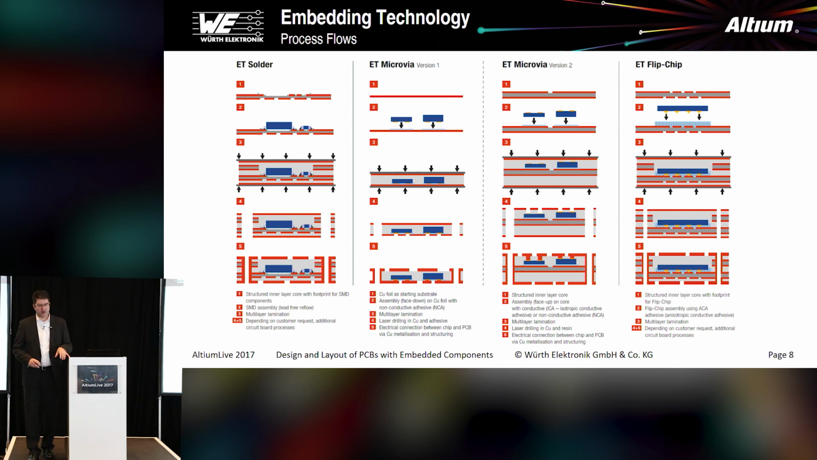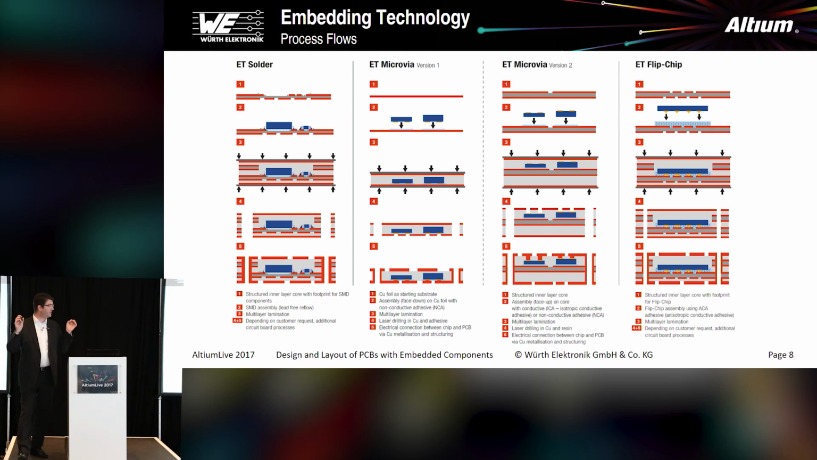And the third process flow is actually almost like the solder technology. You take the inner layer core, then you assemble the flip chip onto the inner layer core, you cut out your prepregs and put it into the lamination press. So coming back to that argument from almost one hour ago, the technology being expensive.